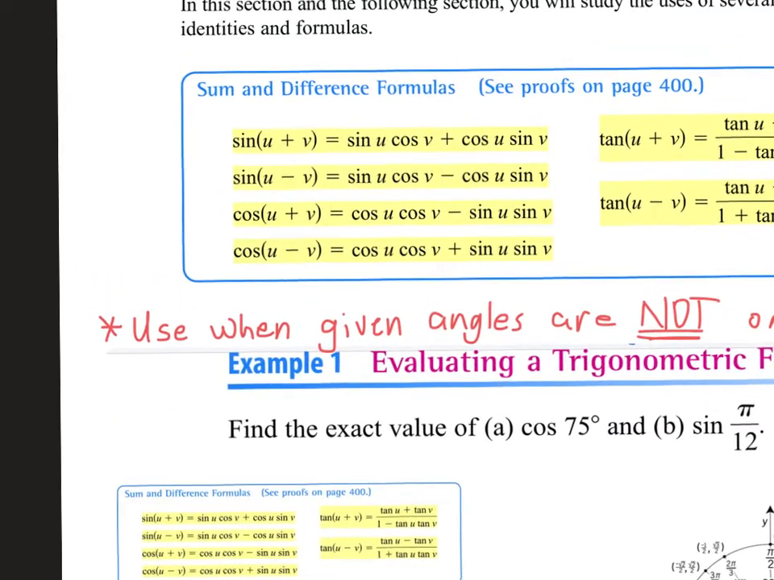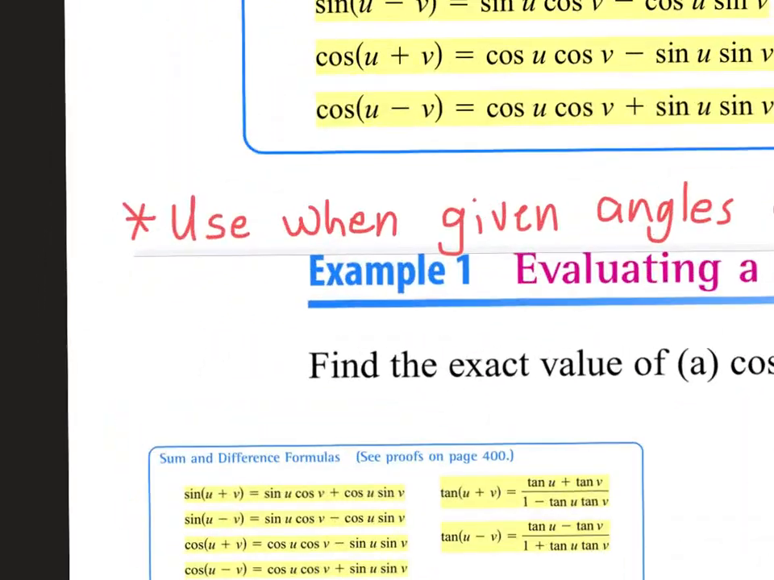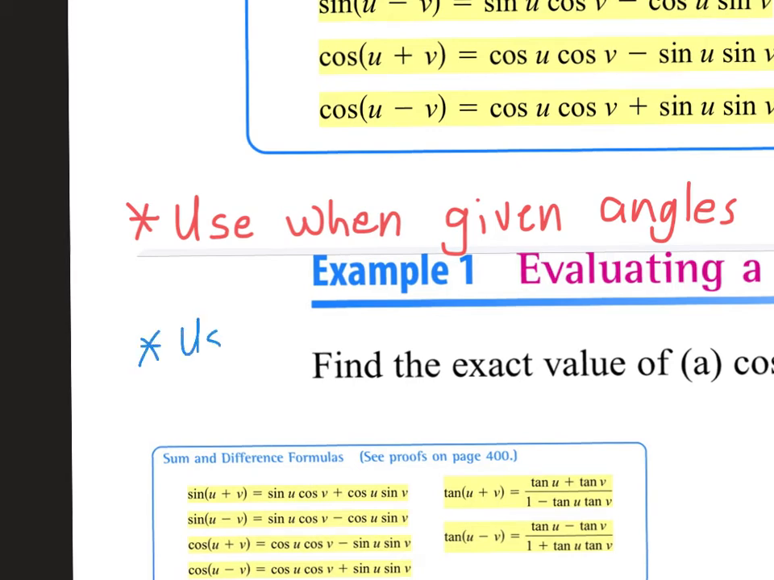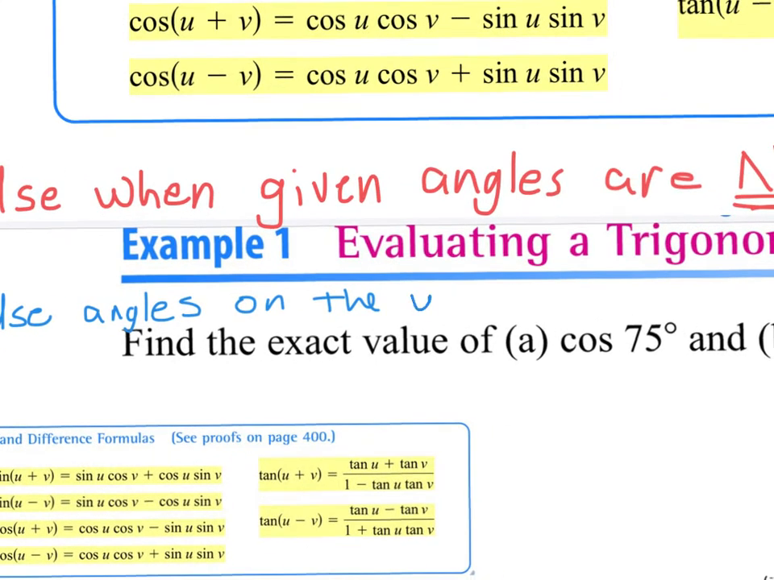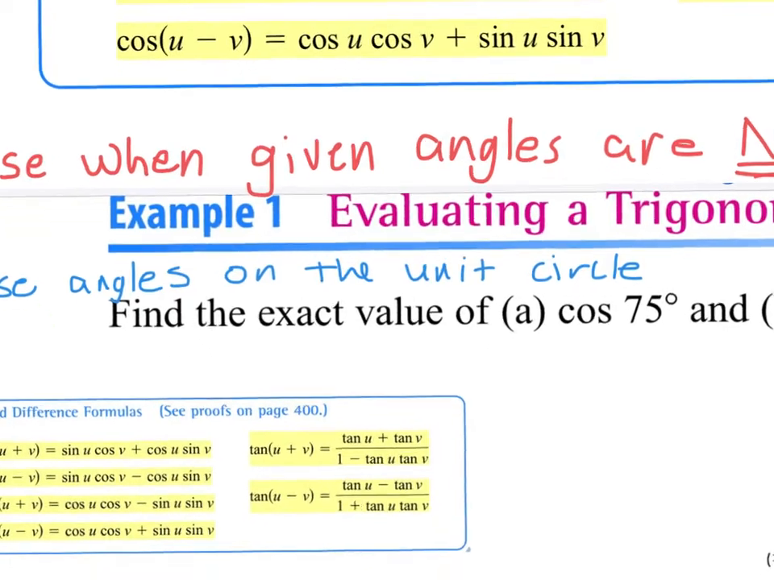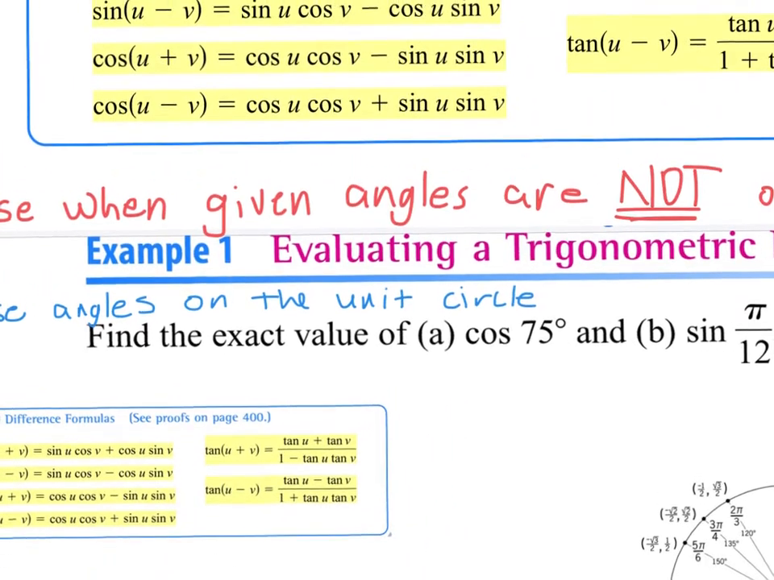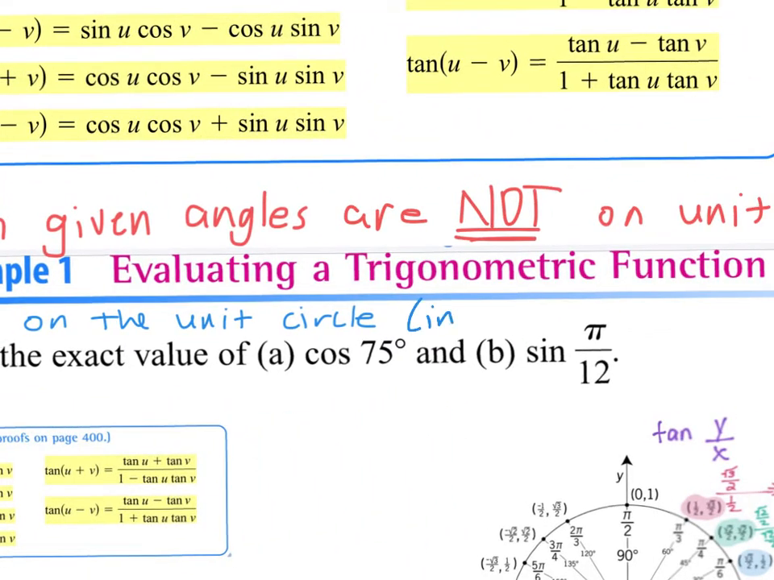You're going to use, why don't I have enough room here? All right, here. You're going to use angles on the unit circle. We're going to use a combination of angles that are on the unit circle. So we'll say in combination.